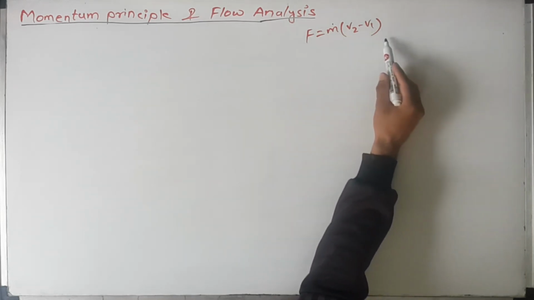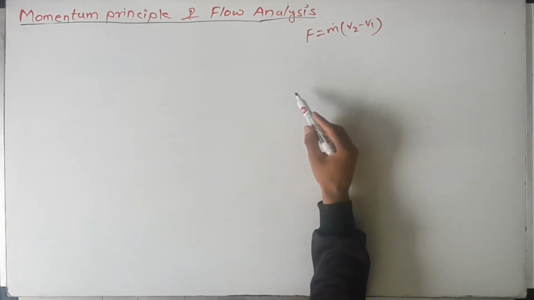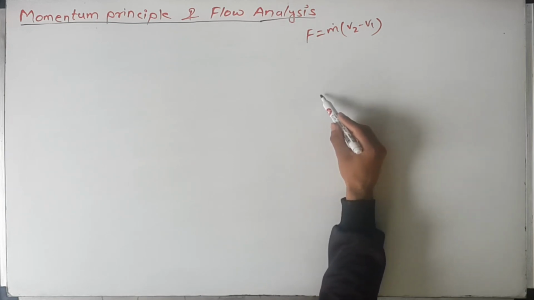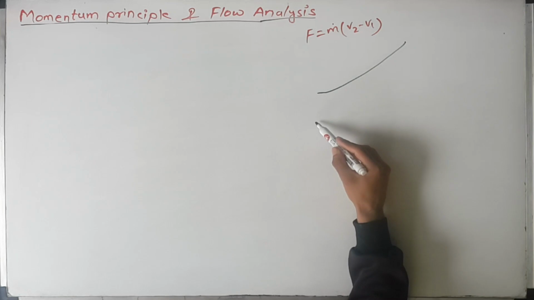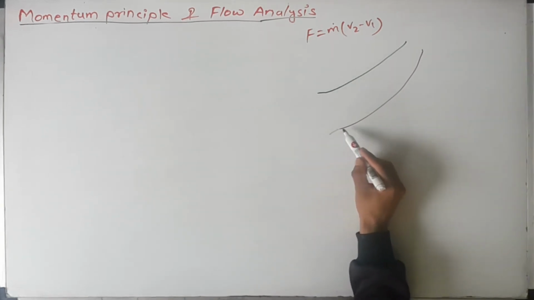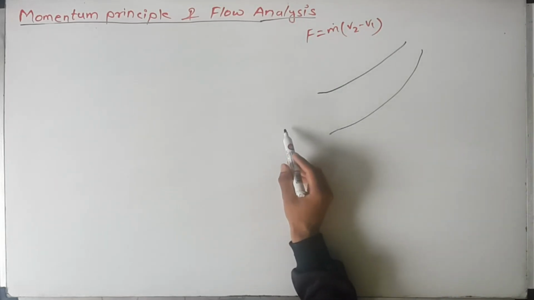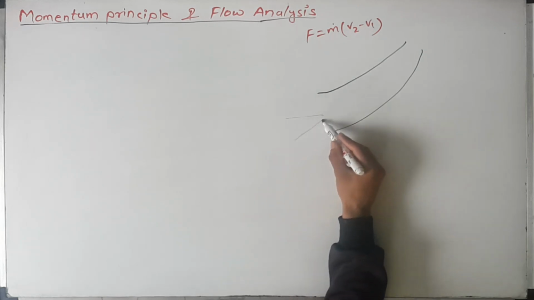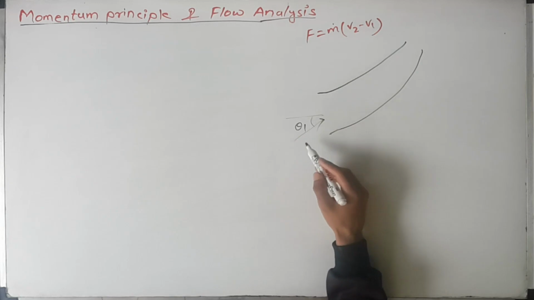This is for a one-dimensional system. For a two-dimensional system, we consider an inclined tube or bending tube. Here, I consider a tube of this type. The fluid enters with the velocity v1, making an angle theta1 with the horizontal.